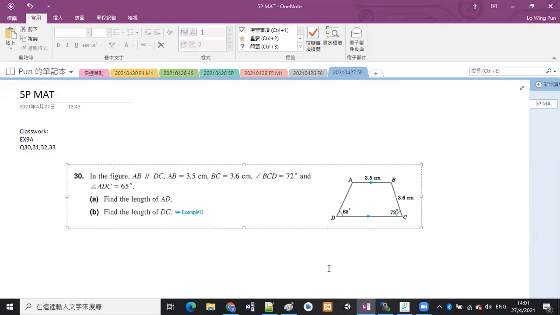Okay, number 30. So in the figure, AB is parallel to DC, and AB is 3.5 cm, BC is 3.6 cm, angle BCD is 72 degrees, and angle ADC is 65 degrees. The question asks you to find the length AD. And in this diagram, there is no triangle at all. Okay, so we need to construct our own triangle.